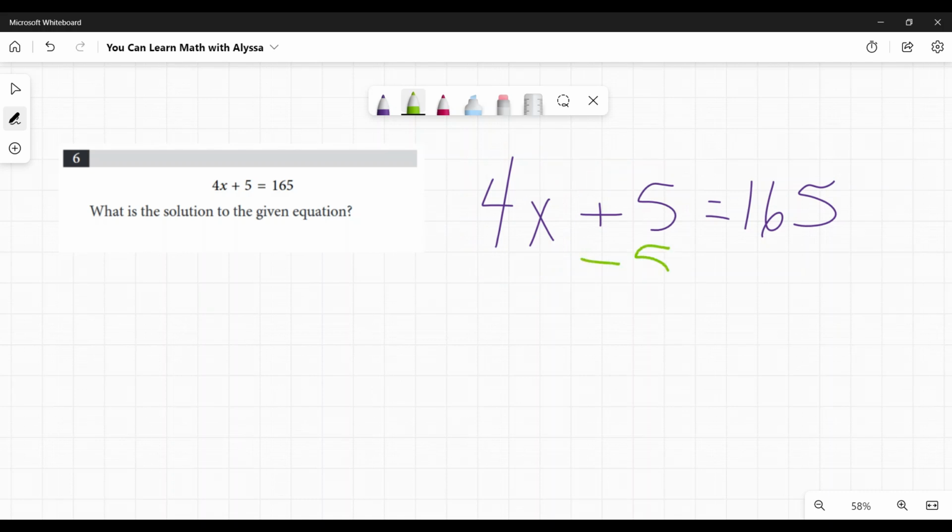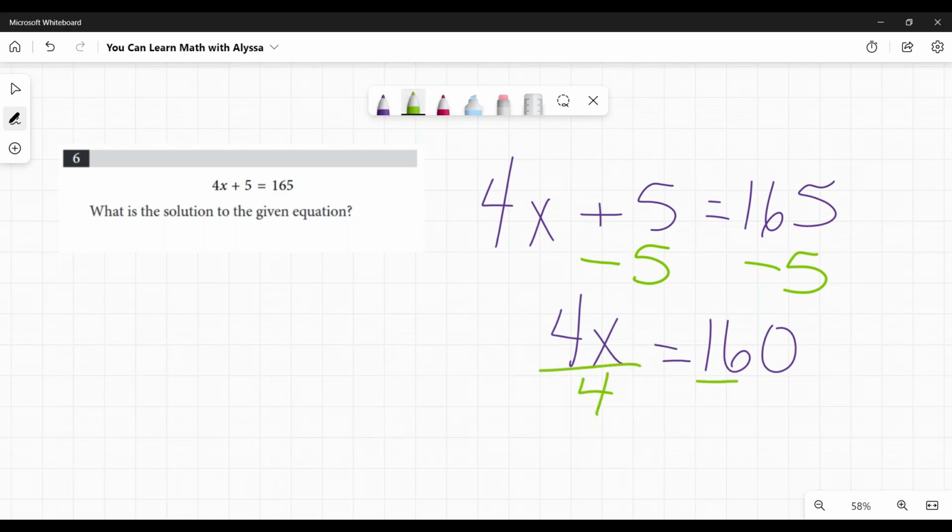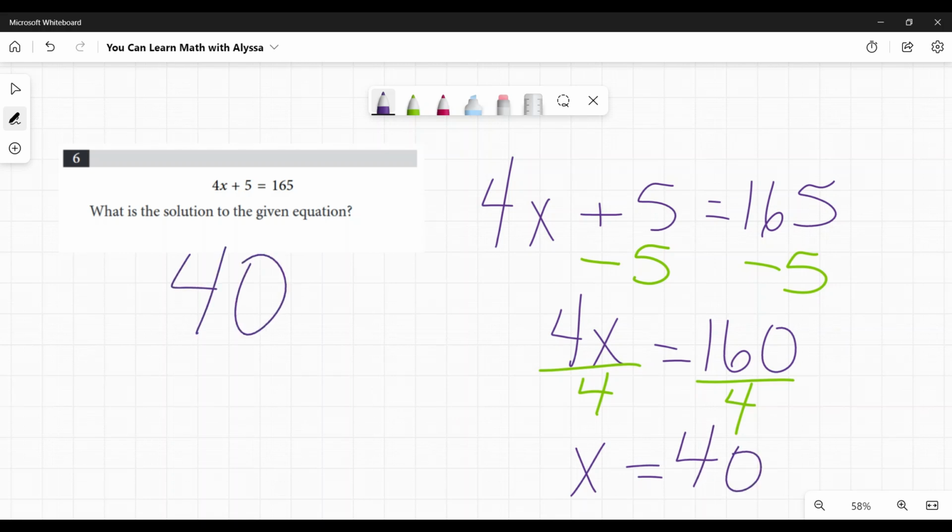So first I'm going to subtract 5 from both sides to cancel that out. I'm left with 4x on the left and 160 on the right. Then that multiplied by 4, to undo that, I need to divide by 4. So on the left, I just have my x, and 160 divided by 4 is 40. That is my answer.